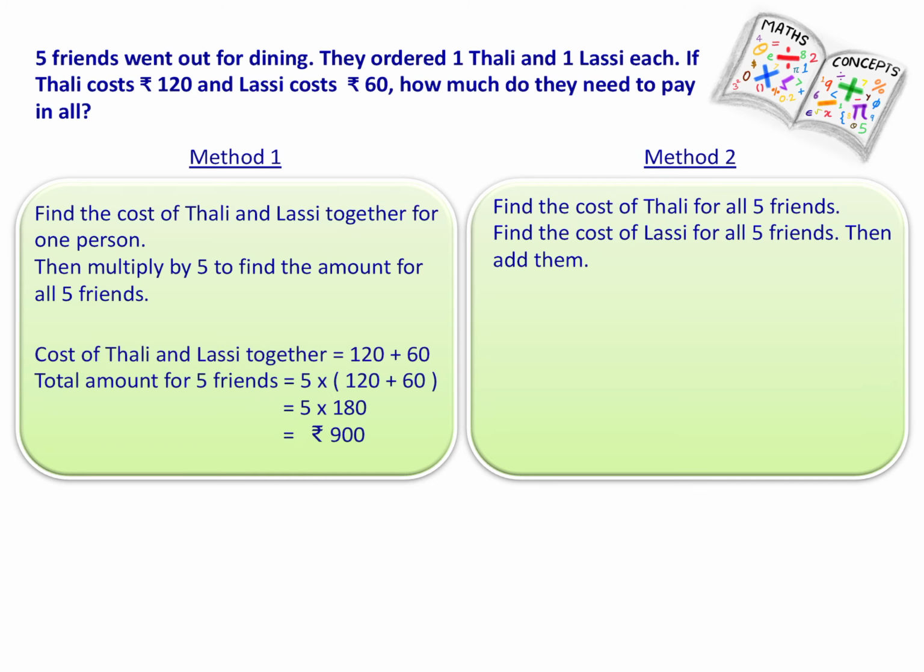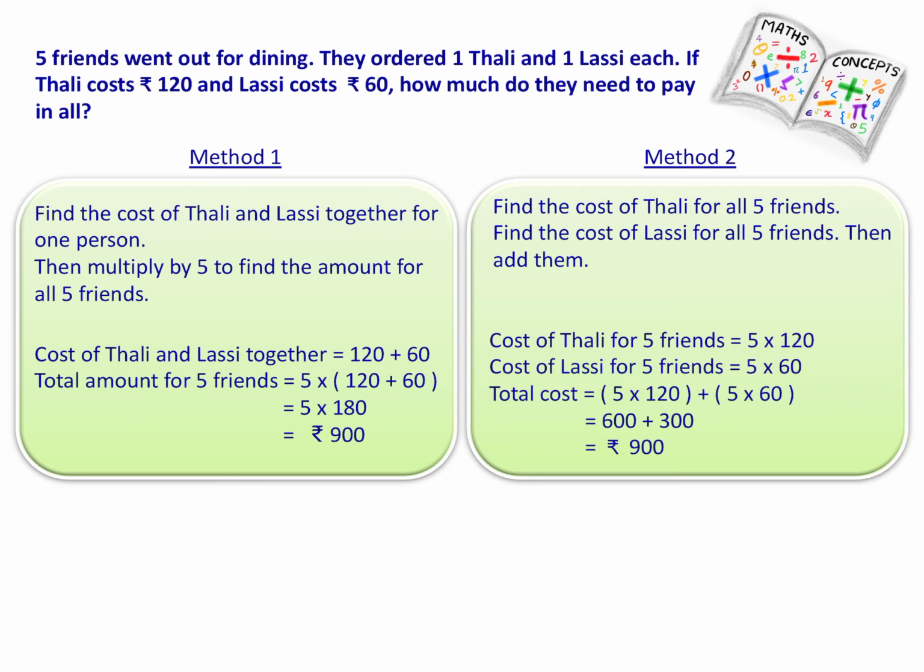So in first case, cost of thali and lassi together will be 120 plus 60, that is 180, multiplied by 5 will give me 900 rupees. And in second case, cost of thali will be 5 into 120, that is 600, and cost of lassi equal to 5 into 60, that is 300. So 600 plus 300 will give me rupees 900. So in both cases we get same answer.